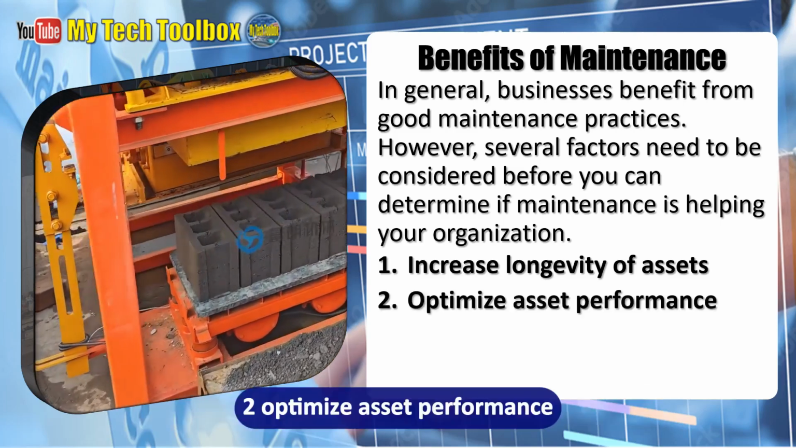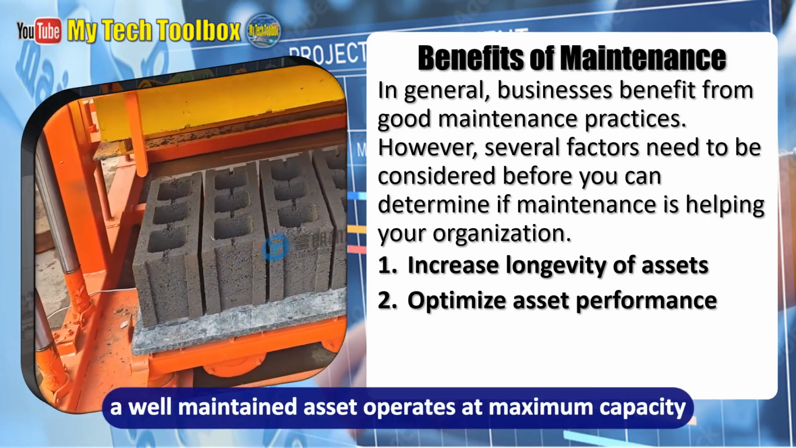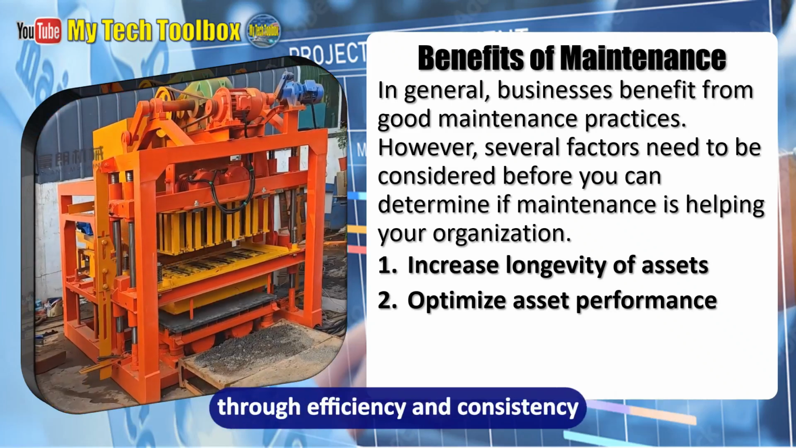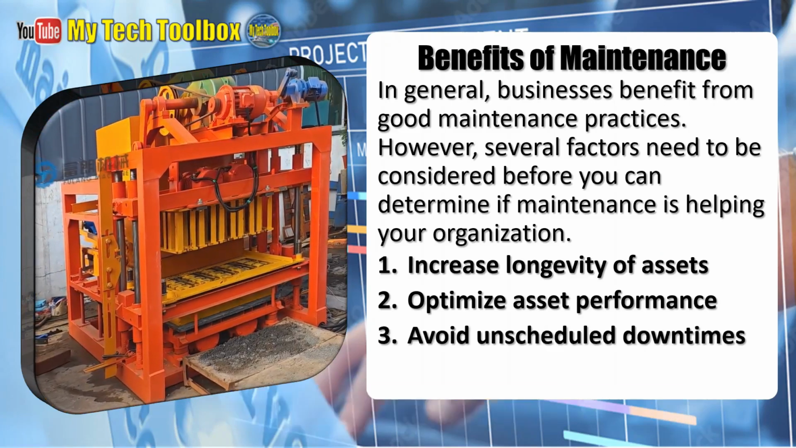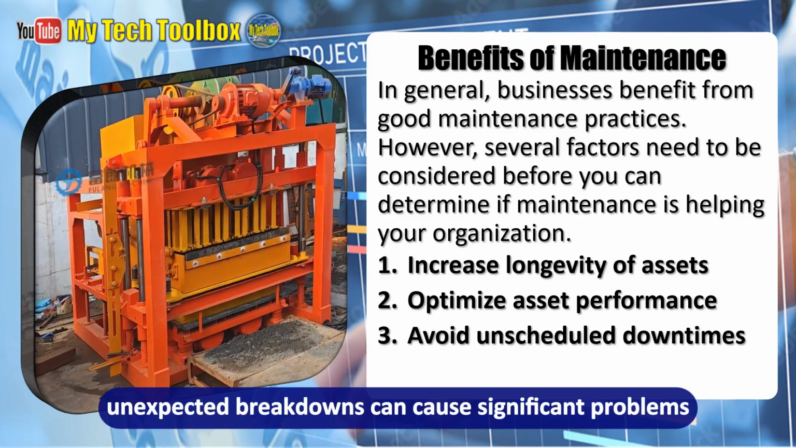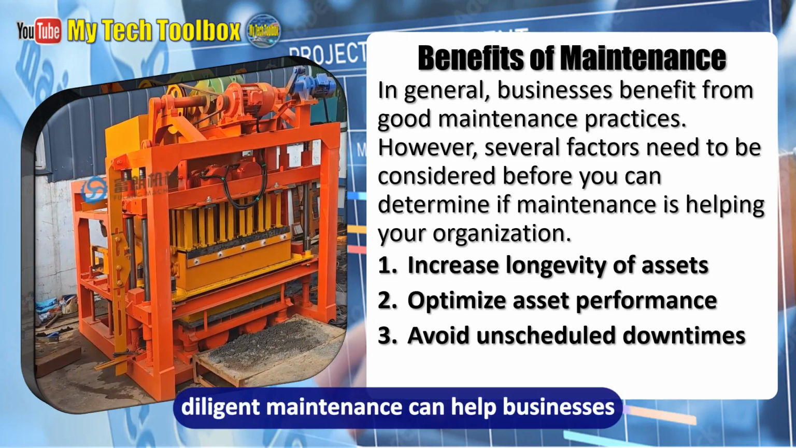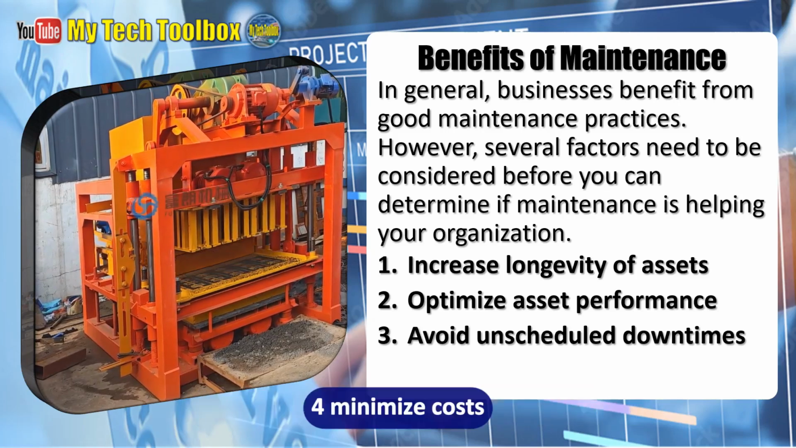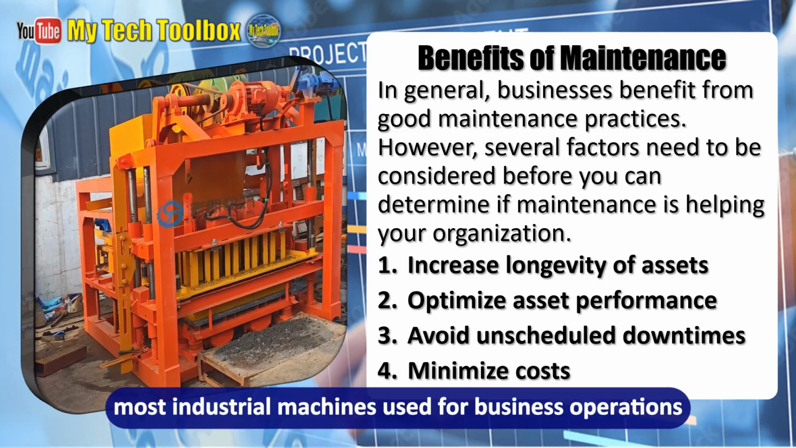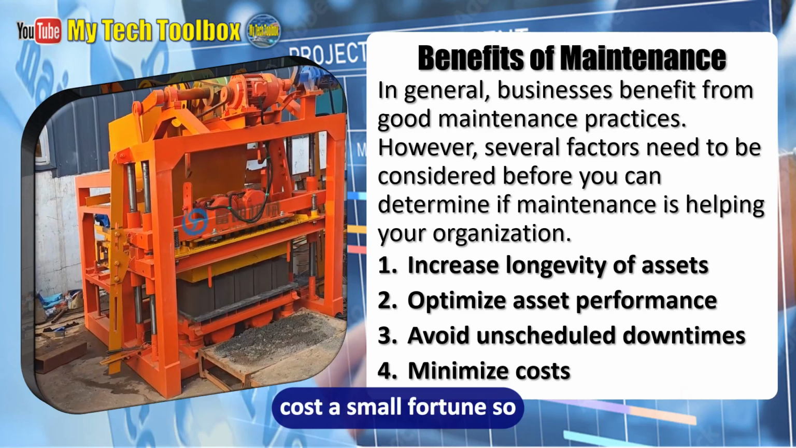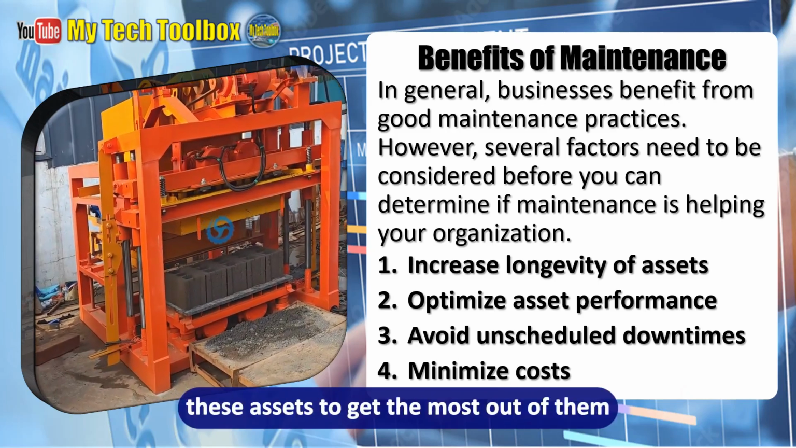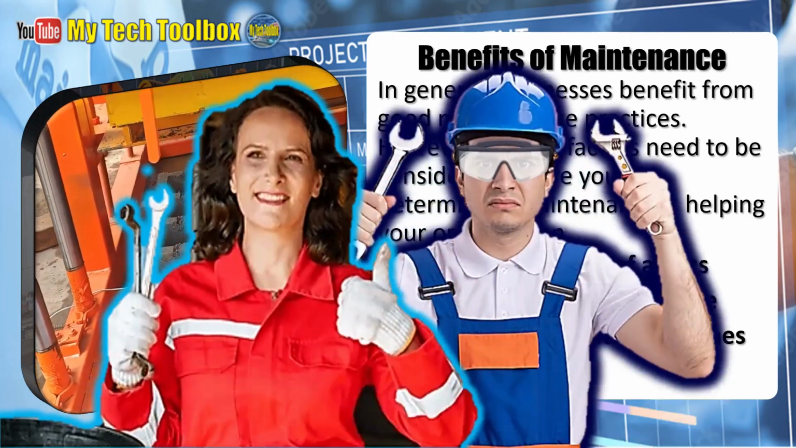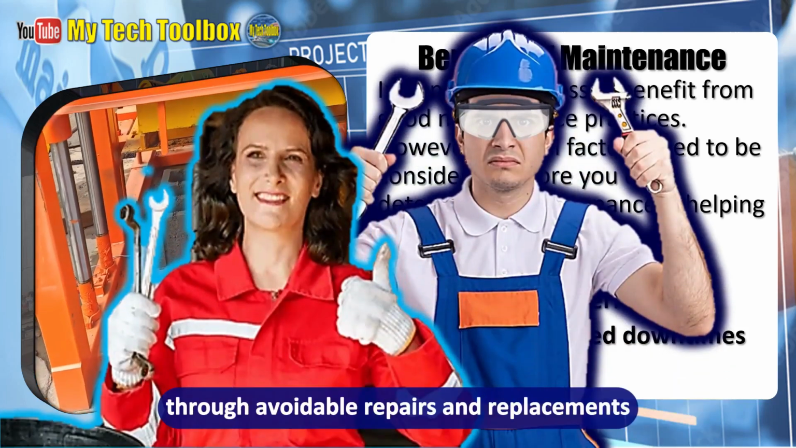2. Optimize asset performance. A well-maintained asset operates at maximum capacity, positively affecting business ROI through efficiency and consistency. 3. Avoid unscheduled downtimes. Unexpected breakdowns can cause significant problems for any business. Diligent maintenance can help businesses avoid unexpected outages, ensuring operations run smoothly and without any hiccups. 4. Minimize costs. Most industrial machines used for business operations cost a small fortune, so it only makes sense to diligently maintain these assets to get the most out of them. Failure to implement good maintenance practices will lead to machine breakdowns, costing the business more money through avoidable repairs and replacements.